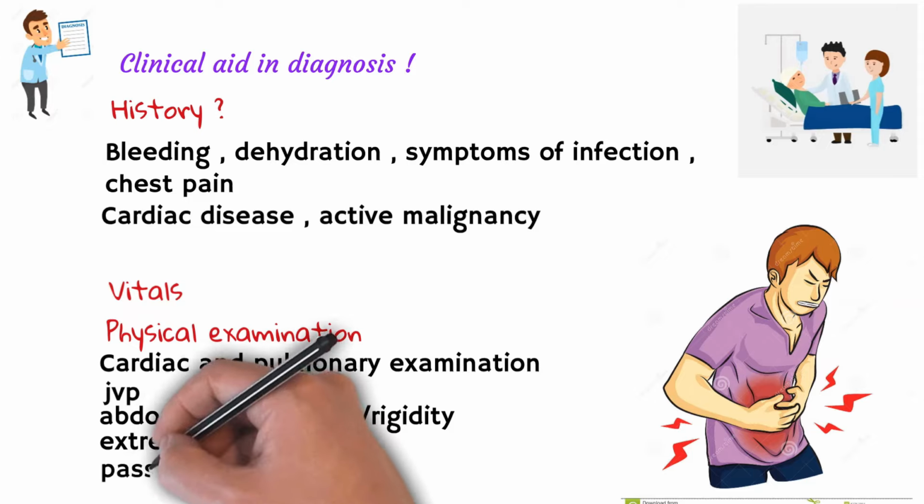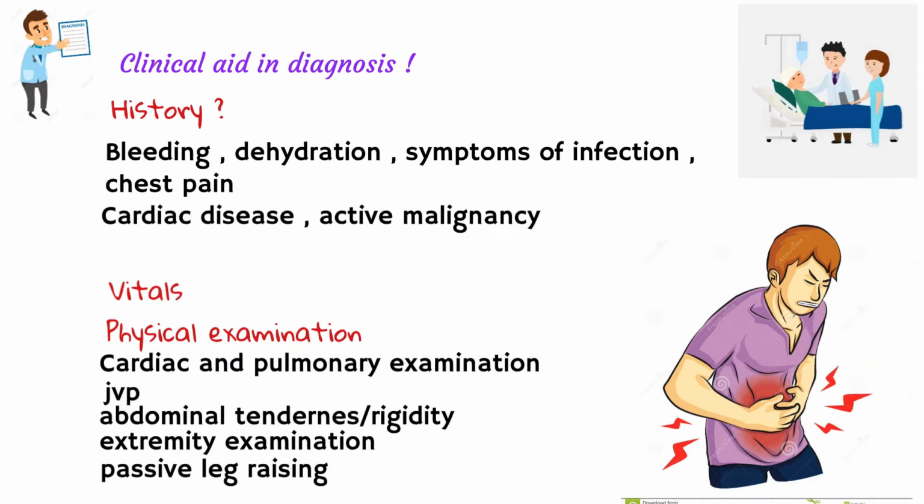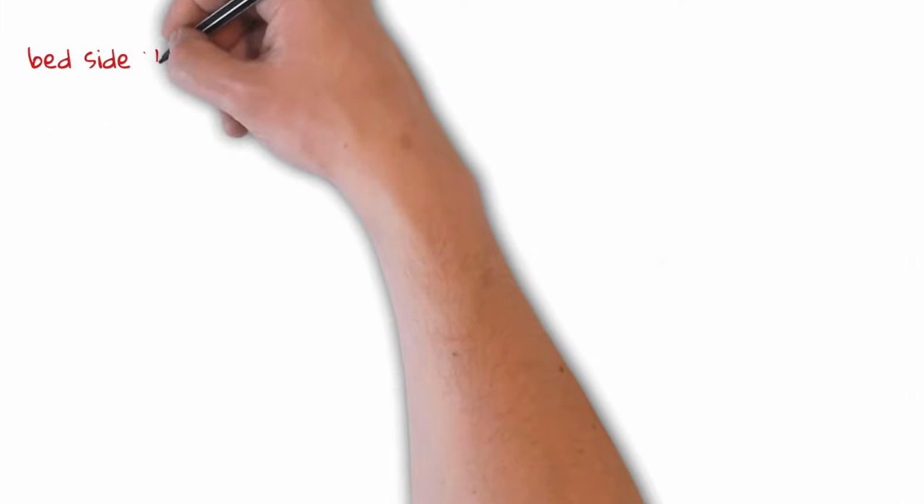And after extremity examination, passive leg raising should be done, in which the legs are raised to 45° and the assessment of the pulse pressure is done. If the pulse pressure is increased after passive leg raising, it is a sign of intravascular volume depletion. It plays a very important role in patients of hypovolemic shock.